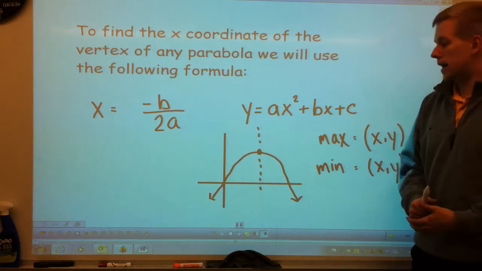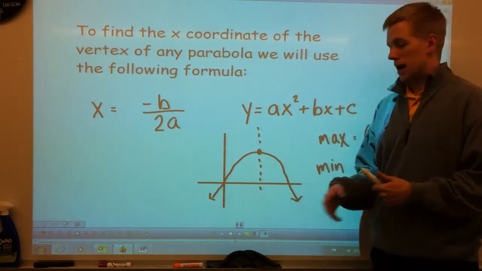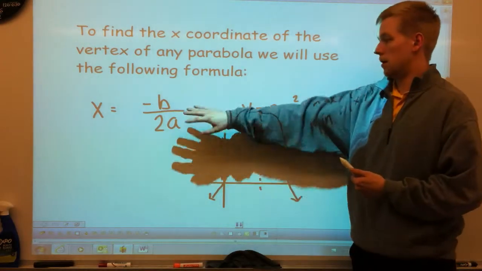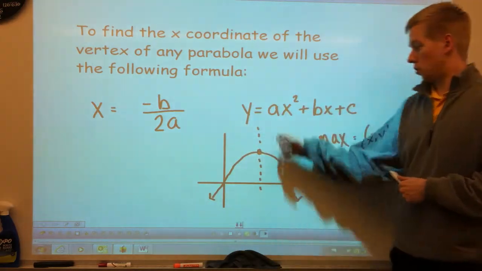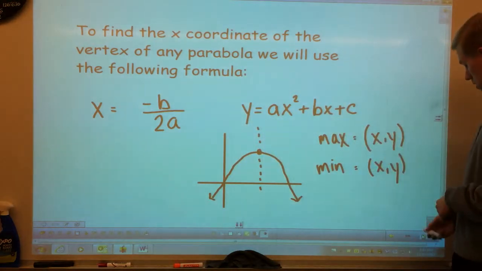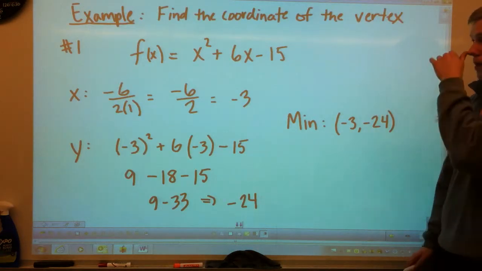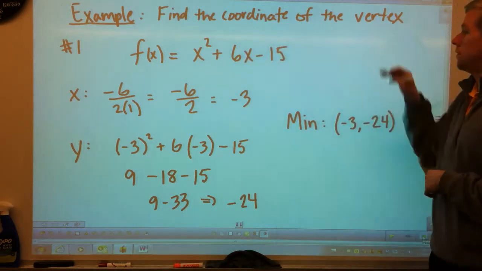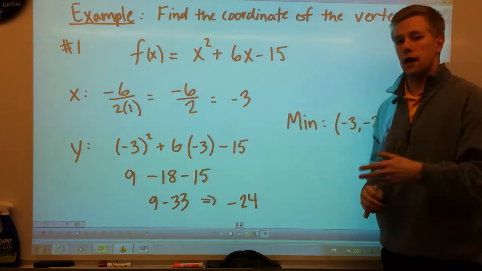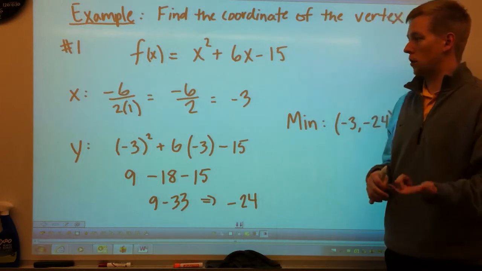You may have a question asked about the axis of symmetry, and it's just simply being able to determine what the x-coordinate is from your quadratic equation. All right, so here, let's practice. It says find the coordinate of the vertex. So we're going to do the whole thing, not just the axis of symmetry. We're going to find the coordinate.